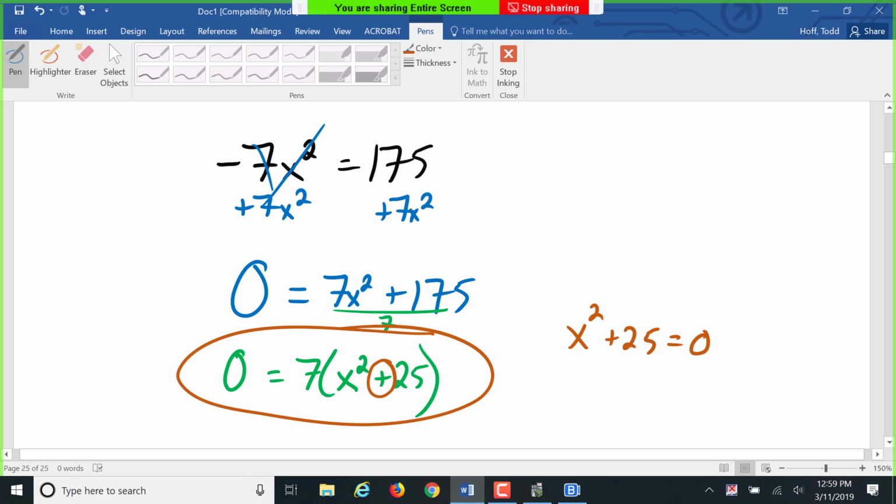Now in a few weeks, we're going to learn about imaginary numbers, how to take the square root of a negative. At that point, we will be able to solve an equation like this.